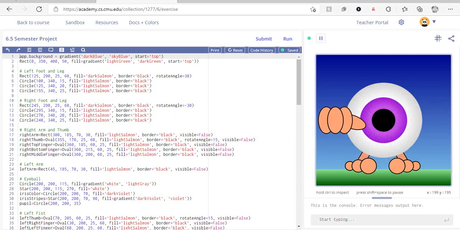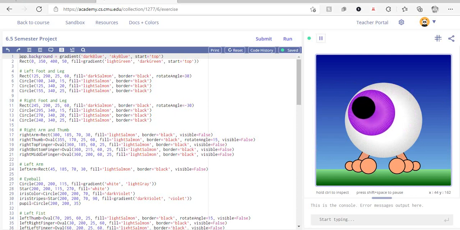So boot, boot, boot, boot. We do get the fist bump. But yeah, those are a few of the additions I did. It was kind of fun. Good times.